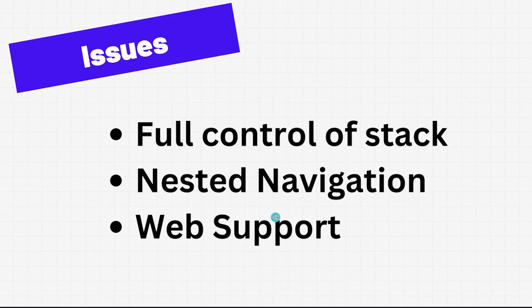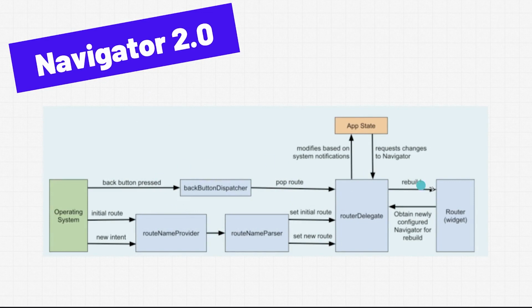With the original Navigator, the web support was lacking. First, the back button didn't really work that well. And second, if you went to a sub-page, so if you had a URL or some sort of other page within your application, that didn't work too well either. So to fix these issues, the Flutter team came up with Navigator 2.0.